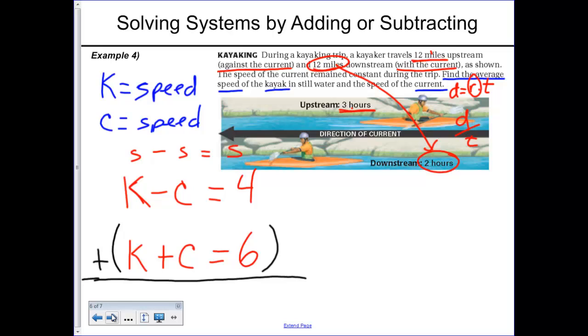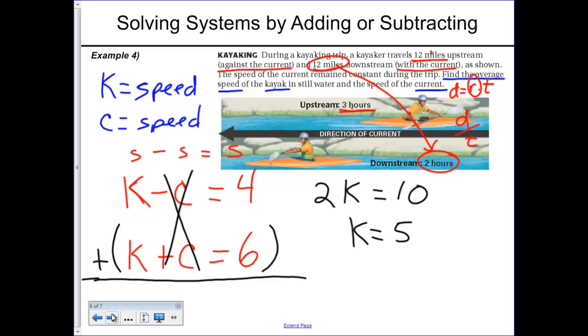So K plus K gives us 2K. The positive C and the negative C, when you add them together, cancel out, and the 4 plus 6 ends up equaling 10. So K is going to equal 5 when you take 10 divided by 2. So the K, which is the kayak speed in still water, is 5.